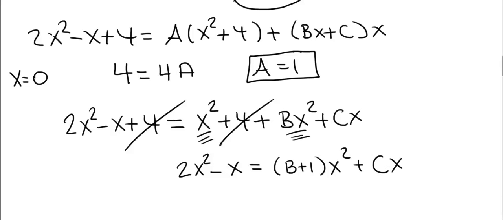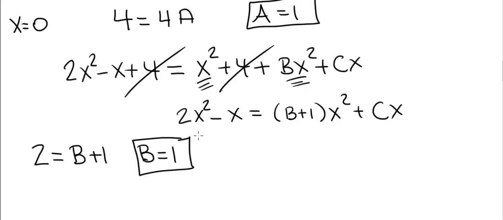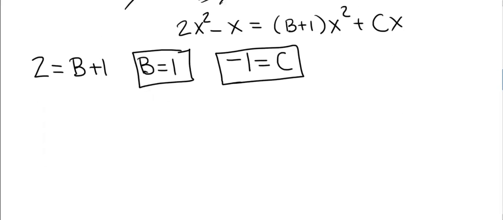Now these are equal, so the coefficients of x squared and x must be equal. On the left, the coefficient of x squared is 2. On the right it is B plus 1. That gives us B equals 1. And on the left, the coefficient of x is minus 1. On the right, that's C. C must be minus 1. We've solved for A, for B, and for C.